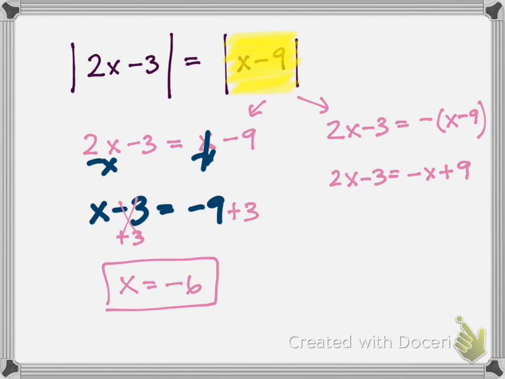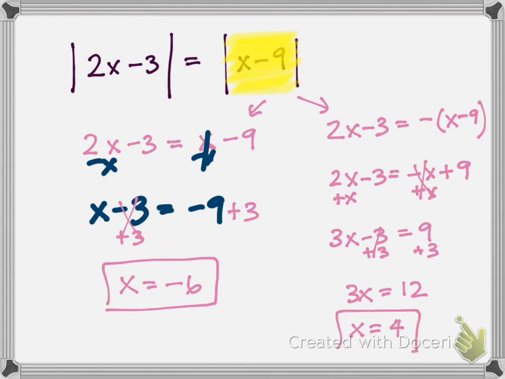So I am going to add x to both sides so I can keep my numbers positive. And I get 3x's total minus 3 is equal to 9. Well, when I add 3 to both sides, I'm going to get 3x equals 12. So if you divide by 3, 3 times what is 12? You get 4. Now we should check if we have an extraneous answer. But when you have absolute value on both sides, you shouldn't get an extraneous answer.